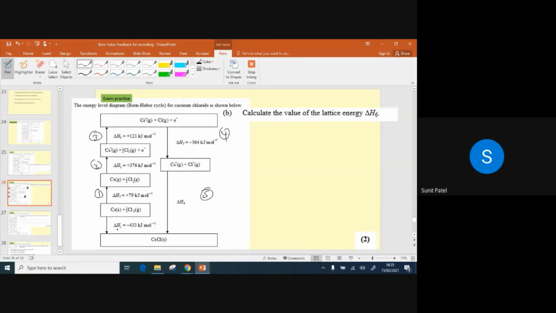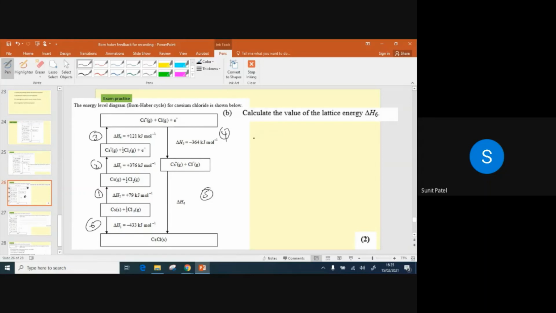And we have 6 down here. Remember, these numbers have already been adjusted for the moles for you, so you don't have to adjust for the moles. It's already been done. All you do is put the numbers into the mathematical equation.